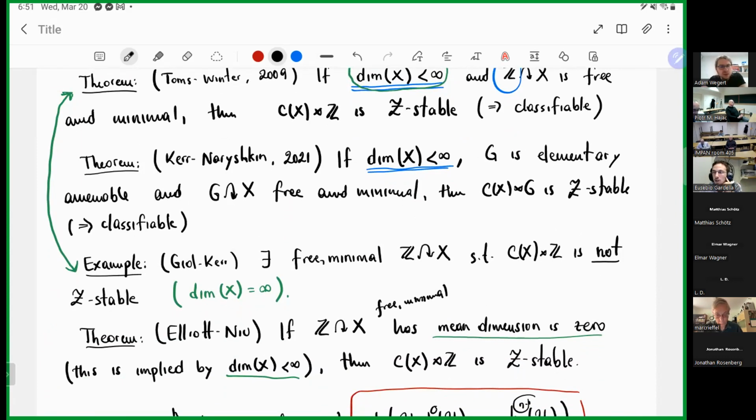Odometer action, yeah. You can think of, for example, identifying the Cantor set with a 2-point space, {0,1} to the power of the natural numbers, and the homeomorphism is like add 1 mod 2, basically, or something like that. So this is an odometer, but I don't remember much more.